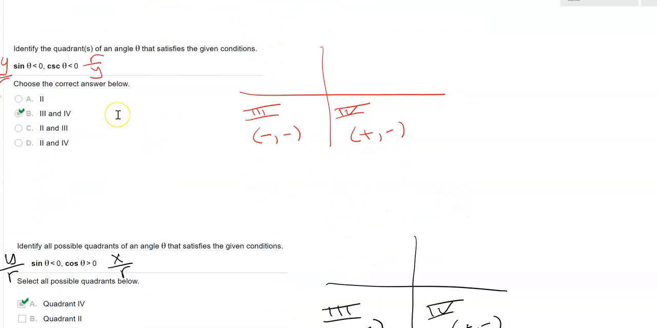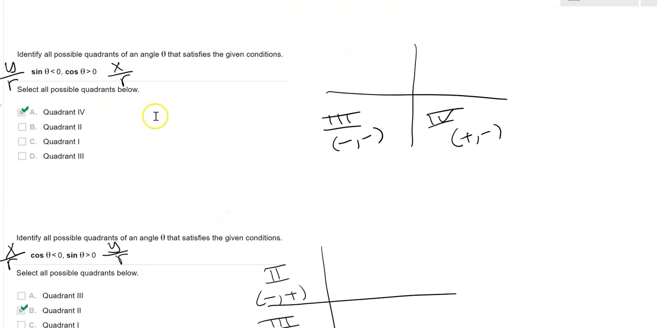I know a lot of students have issues with this, so I'm dealing with sine. When is sine, or the y value, negative? This happens in quadrants 3 and 4. Then I look at the next factor, cosecant, which is also y. When is that also negative? This happens in 3 and 4. So both of these concern the y value, and they are both negative in both of these quadrants.